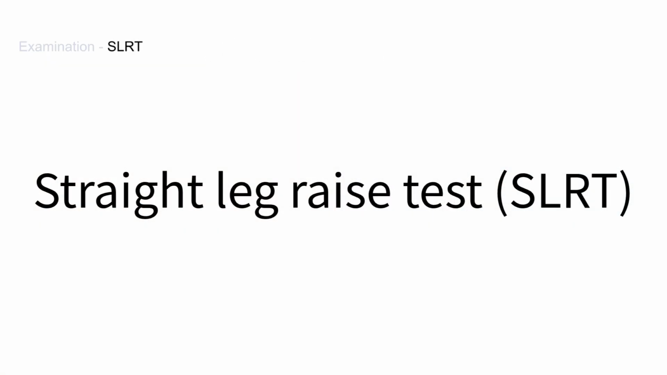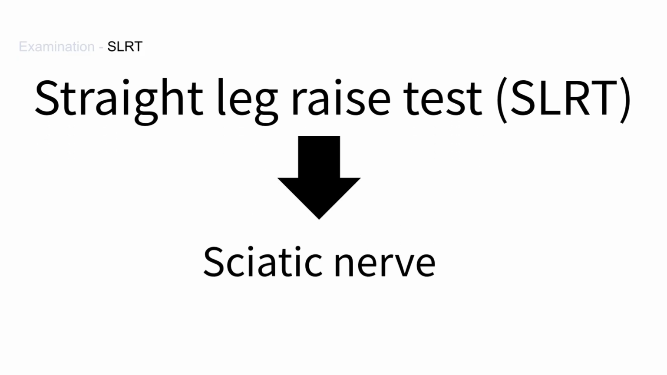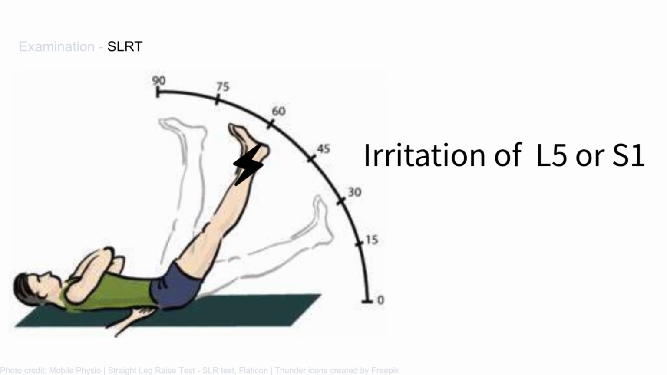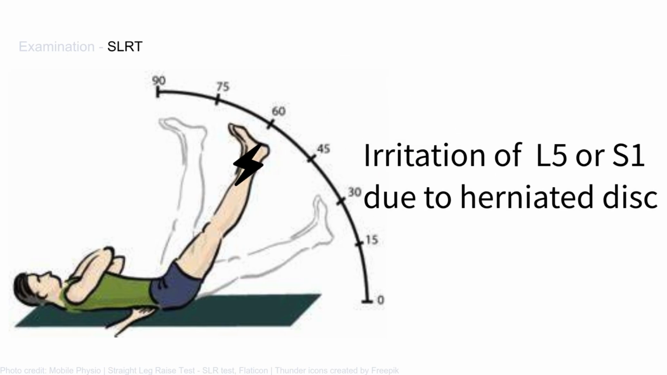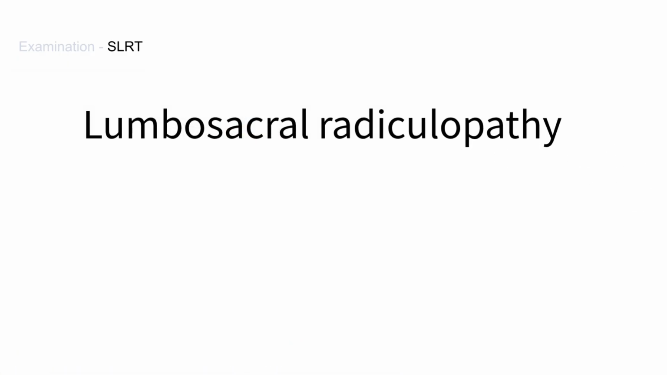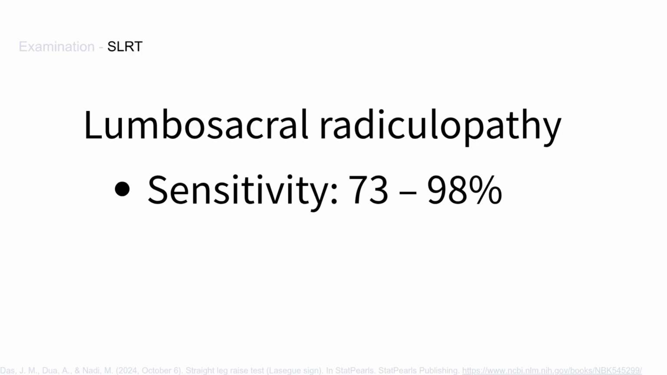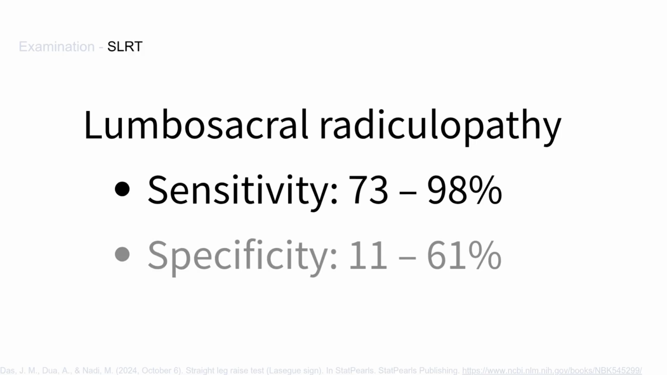The straight leg raise test is one of the most widely used clinical tools for evaluating lumbosacral nerve root irritation, particularly involving the sciatic nerve. When leg pain radiates below the knee, especially between 30 degrees and 70 degrees of hip flexion, it often indicates irritation of the L5 or S1 nerve roots, most commonly due to a herniated disc. For diagnosing lumbosacral radiculopathy in patients with sciatica, the straight leg raise test has high sensitivity around 73 to 98%, but its specificity is lower, around 11 to 61%.